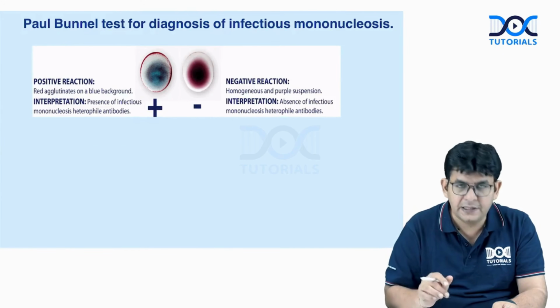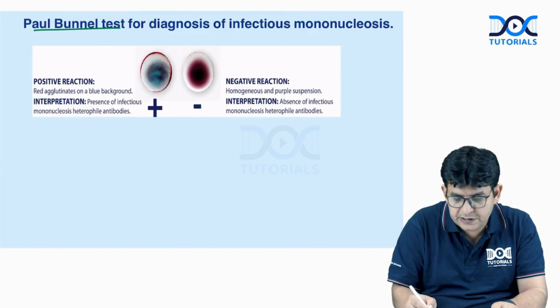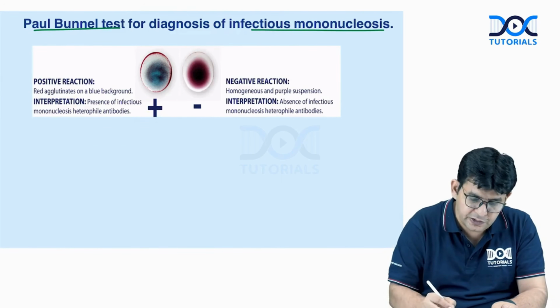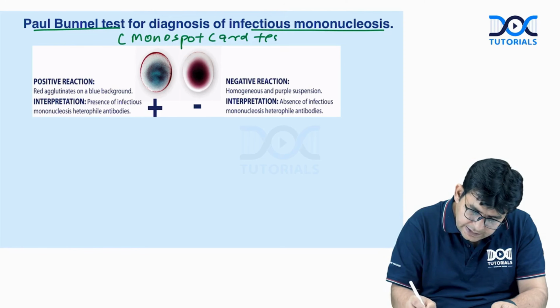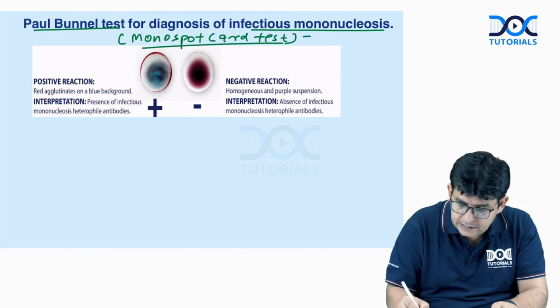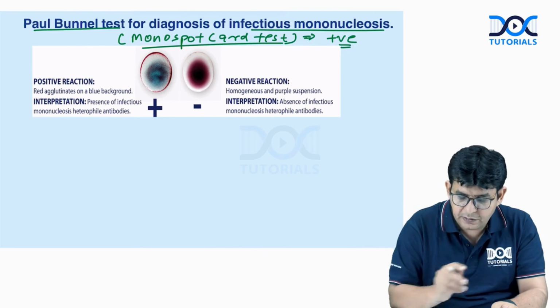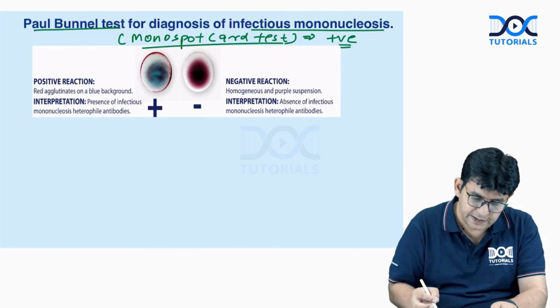This is the Paul Bunnell test, and the Paul Bunnell test is positive in the case of infectious mononucleosis. The card test for this is the monospot card test, and this monospot test is also found to be positive in this particular one.